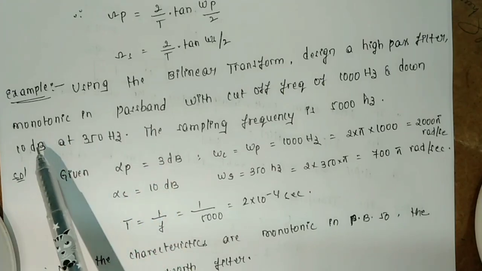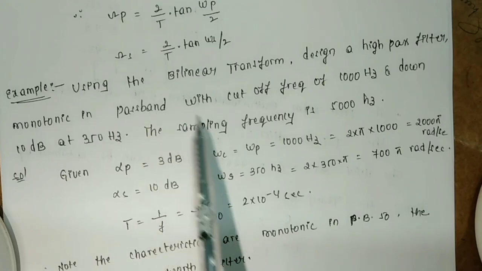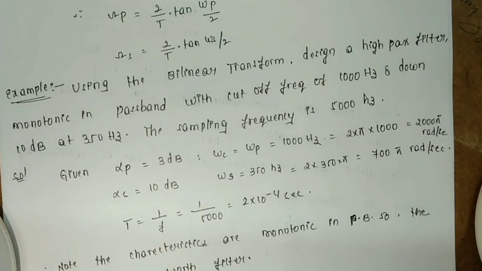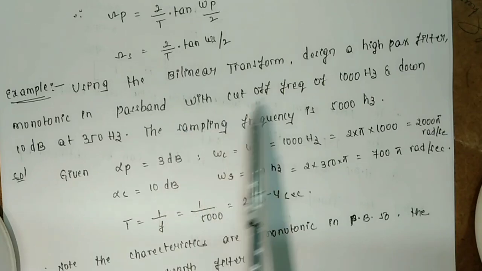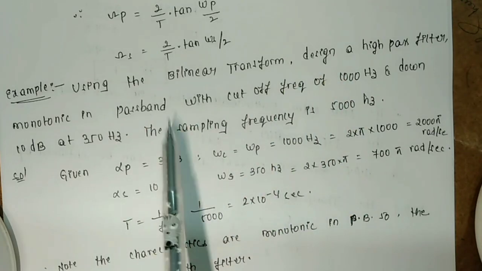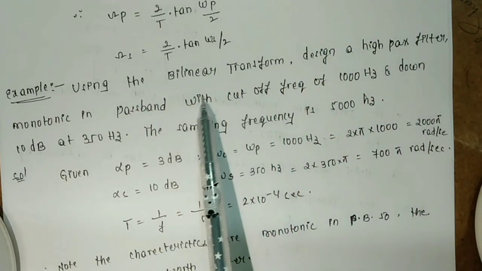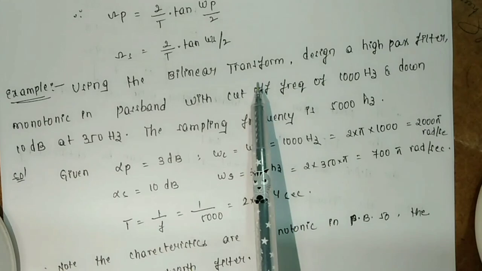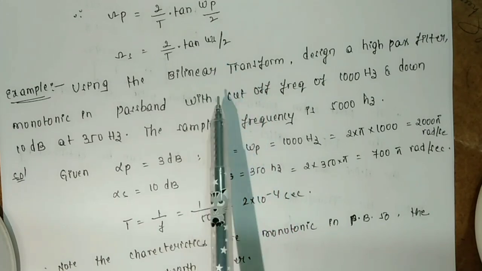The filter which is monotonic in passband is nothing but the Butterworth filter, whereas the Chebyshev filter is not monotonic in the passband, as it has ripples. So monotonic in passband means this is a Butterworth filter, and they are asking for the design of the high pass filter using the bilinear transform. It means that you have to pre-warp the frequencies before designing.